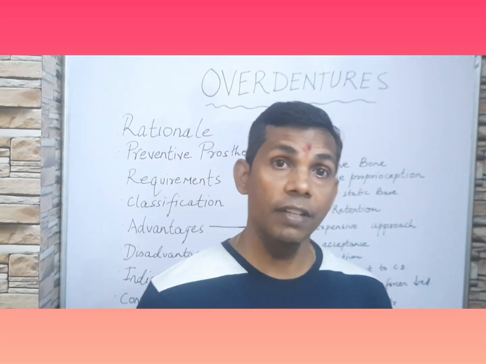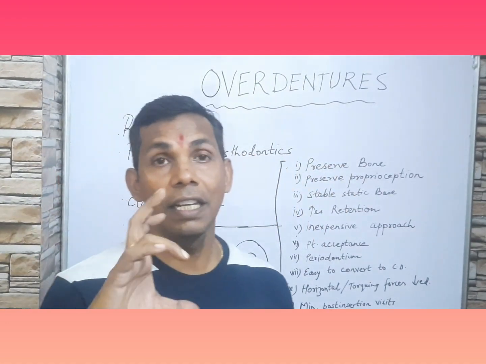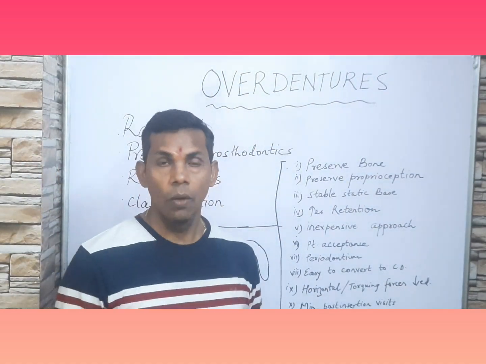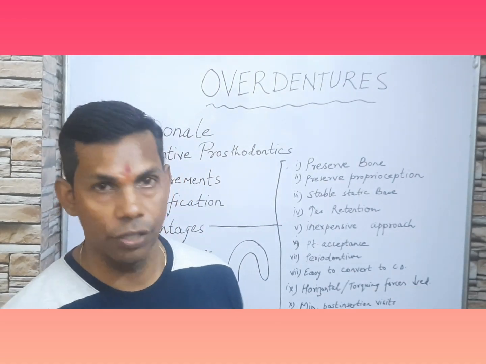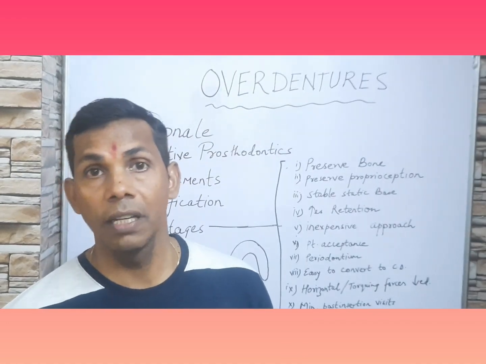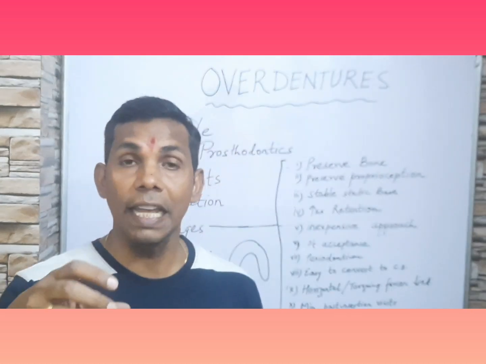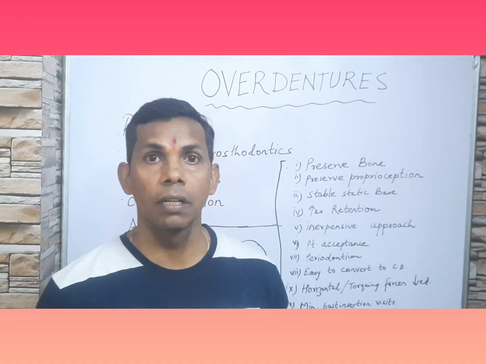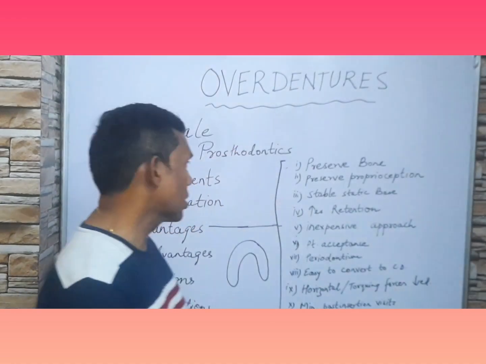Thirdly, since you are preserving the tooth and reducing the crown root ratio and reducing the lever arm, that means you are providing a stable static base wherein you can have good retention and stable dentures. Fourth, you are increasing the amount of retention because you are preserving the bone. You are taking help from the teeth. That is, you can give a coping, and over the coping you can make an overdenture.